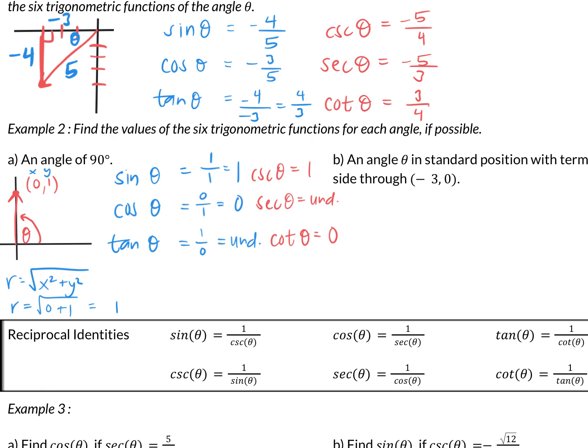Okay, now letter B, we're going through a certain point. We're going through the point -3, 0. So -3, 0 is going to be on the x-axis there. It's going to look something like that. That's the angle we are looking at, -3, 0.